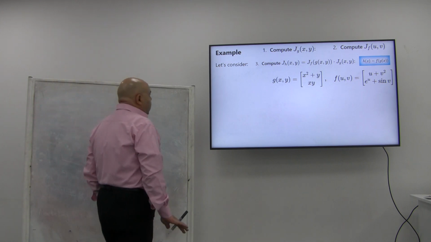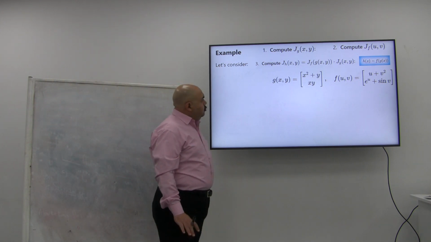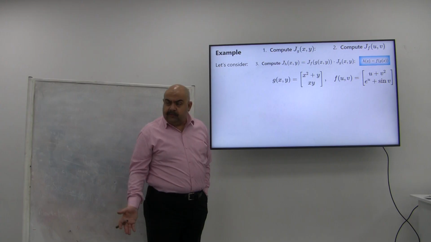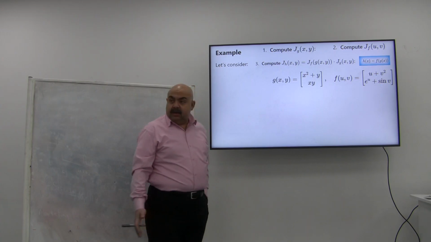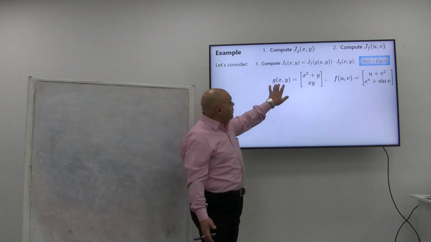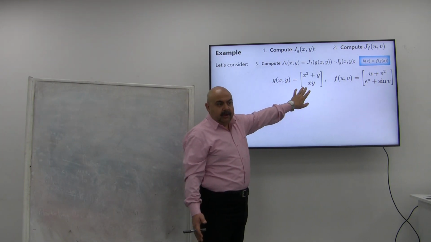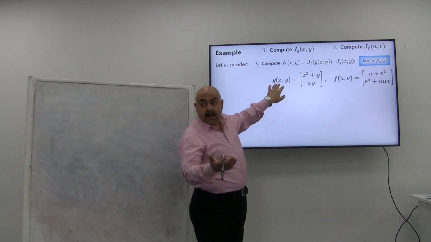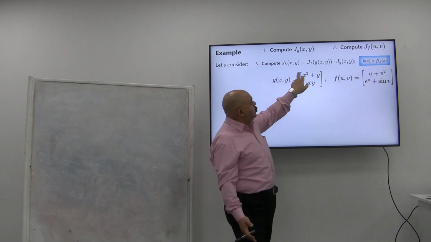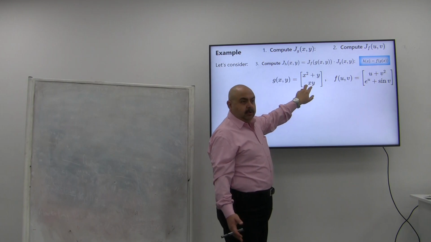Okay, he is telling you, number one, you have two functions. What are the two functions? The first function is G, mapping stuff from 2 dimensions into another 2 dimensions. So it's taking X and Y and mapping them into X squared plus Y and X times Y.